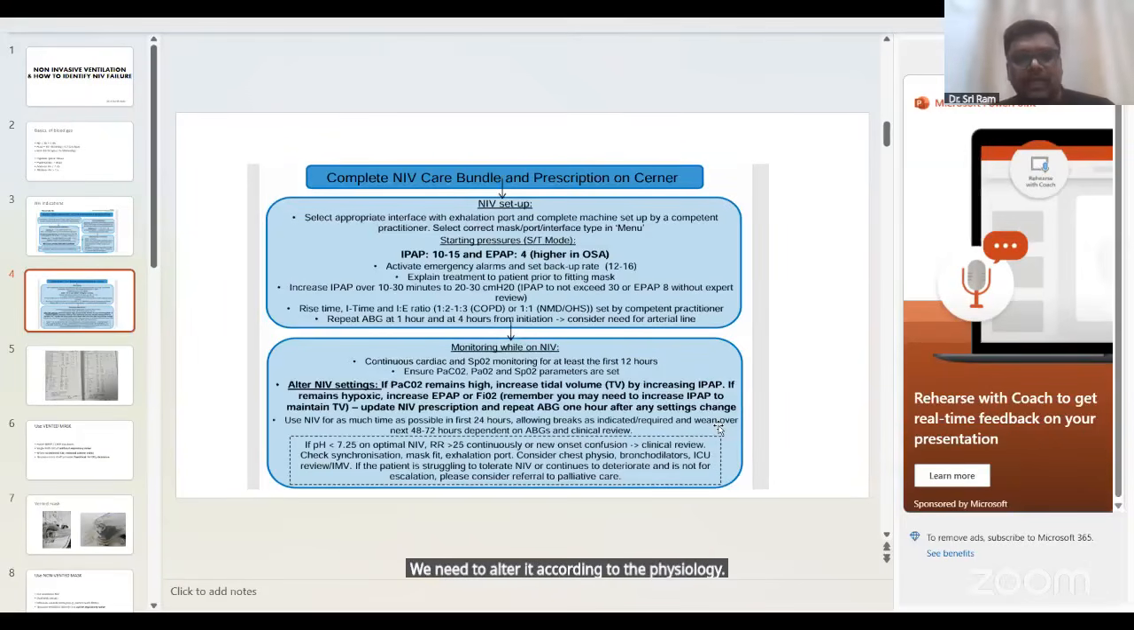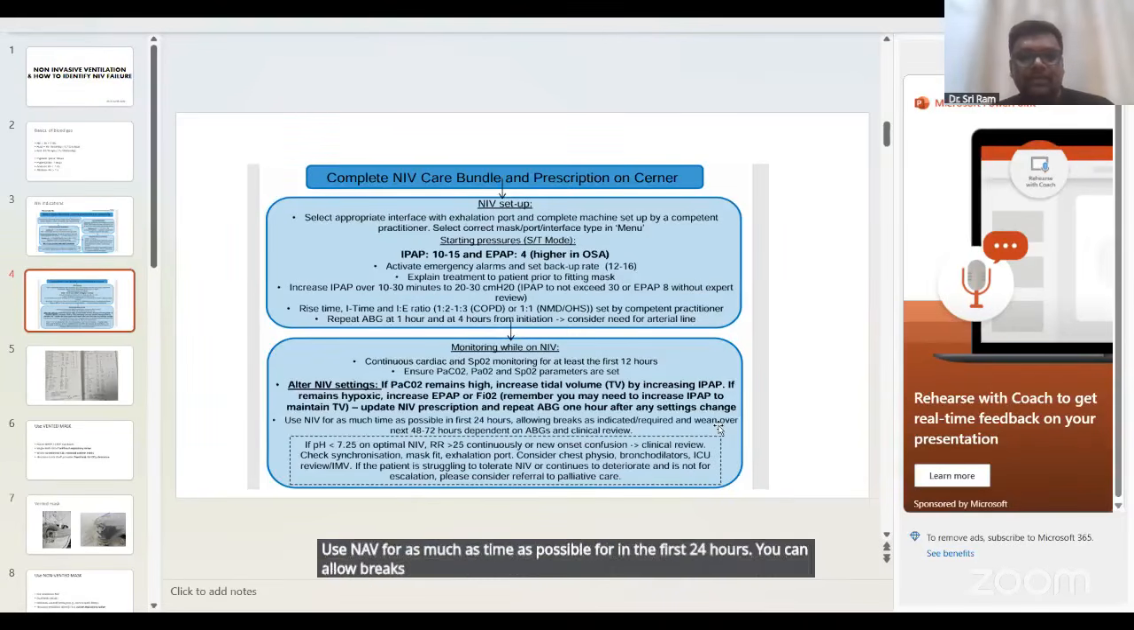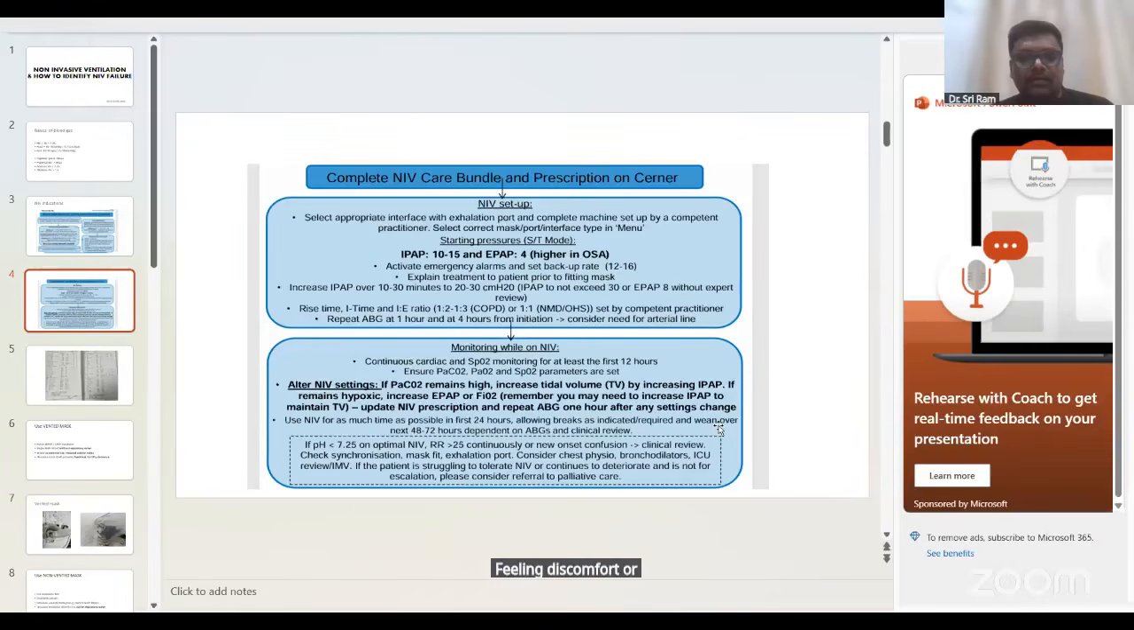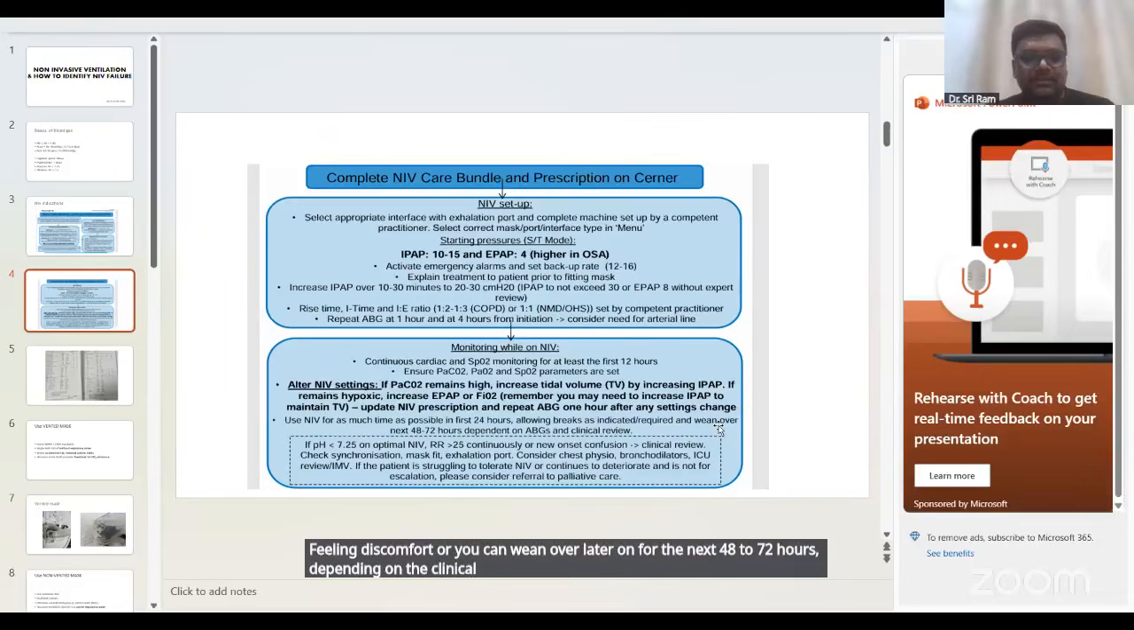Use NIV for as much time as possible in the first 24 hours. You can allow breaks whenever the patient is feeling discomfort, or you can wean later over the next 48 to 72 hours, depending on the clinical discretion and the ABGs.